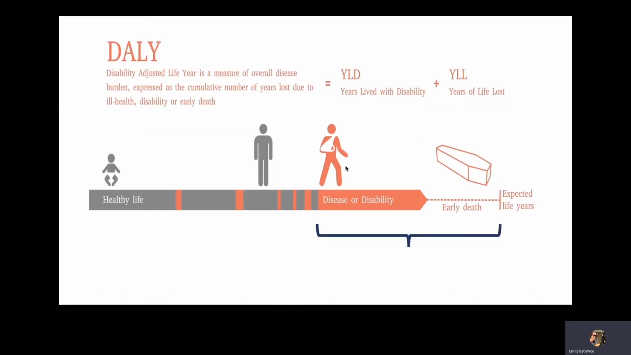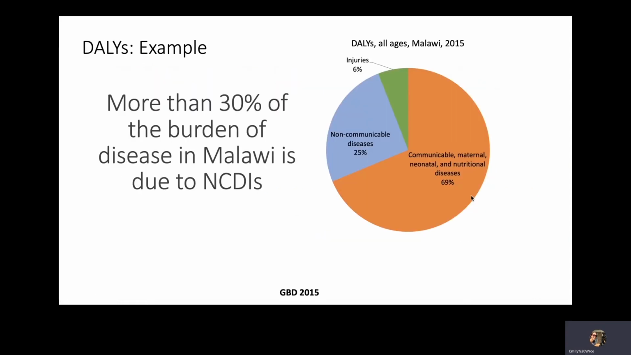So let's look at this. Here's the healthy life, right? You basically have to add up all the red to get your DALYs. So if you wanted the DALYs from whatever disease or disability this person developed, it would be all of these years of disability from that condition, and then these years of early death from that condition. So this person maybe got dementia or something. That would be the DALYs from dementia because they were disabled for years and then they died early.